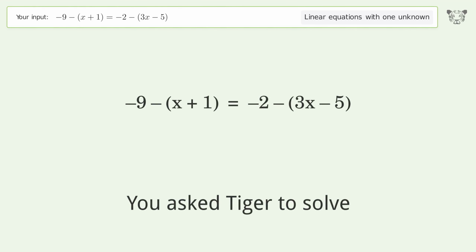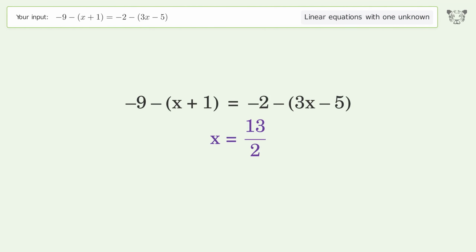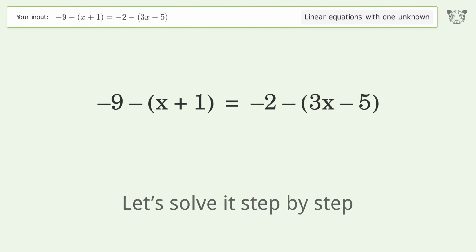You ask Tiger to solve this. This deals with linear equations with one unknown. The final result is x equals 13 over 2. Let's solve it step by step.